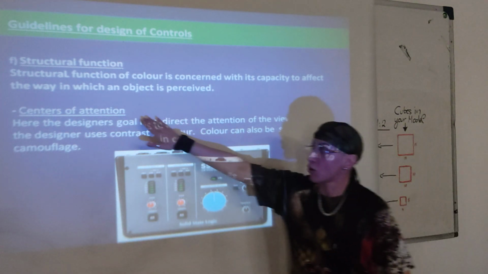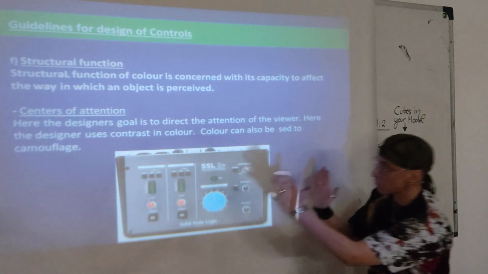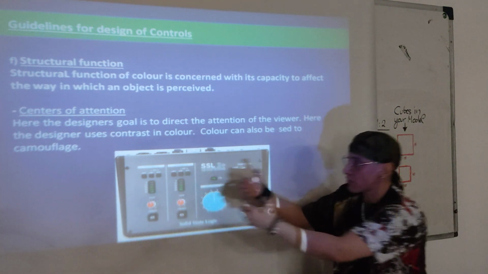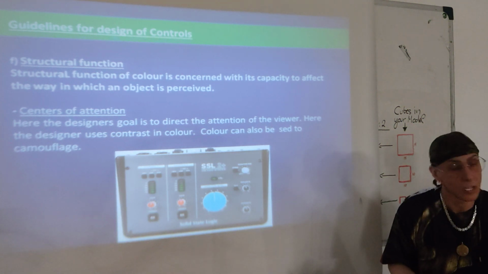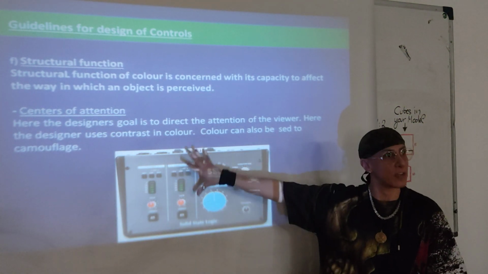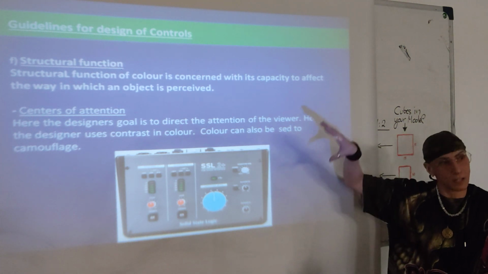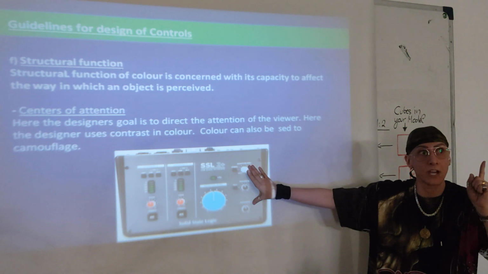So center of attention, it can create a center of attention. So when you see something, you see the first thing, what do you see? Then the second thing, then the third thing. Color can help in that. Now, of course, the shapes, the sizes, all of these things also influence, but also the color, very important part of it. It's an element of design, okay?